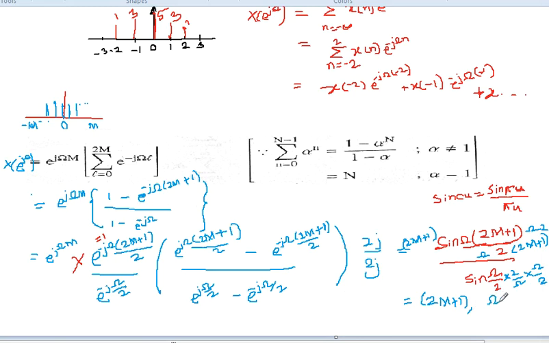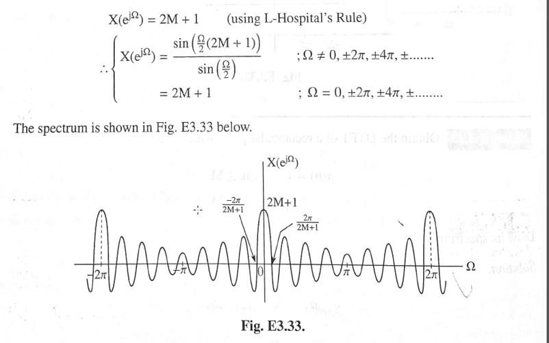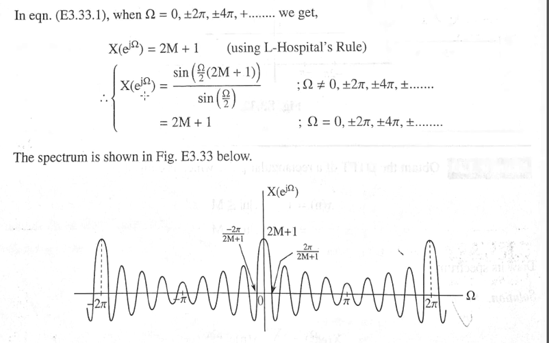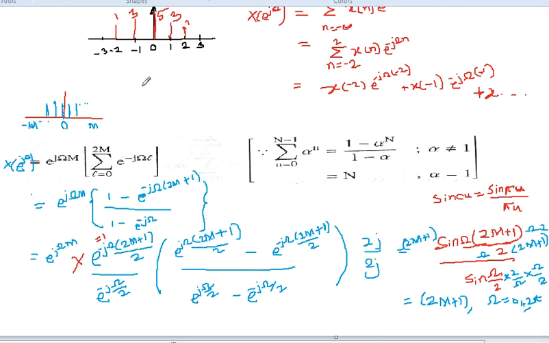and also for omega equal to plus or minus 2 pi, etc. This way it continues. So this x of e raised to j omega is written as sine of omega by 2 times (2m plus 1) divided by sine of omega by 2, which represents the sinc functions after readjusting. Now we have to assume and draw the output. How can we draw the output of this? I'll give you the hint, then we can view the output.